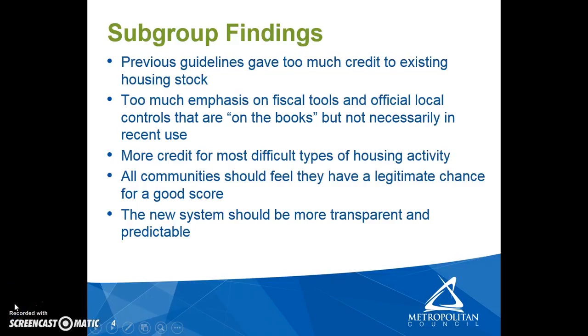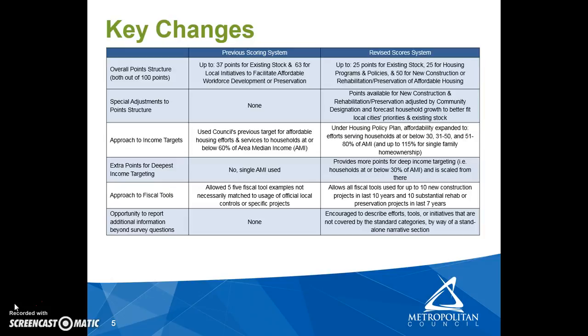So let's take a look at some of the key differences between the previous and revised guidelines. Under the previous guidelines, up to 37 out of 100 points were available for characteristics of the existing housing stock, and 63 for local initiatives to facilitate housing development or preservation, while under the new guidelines, again out of 100 points, up to 25 are available for existing stock, up to 25 for housing programs and activities, and up to 50 points for new construction and/or rehabilitation and preservation activities.